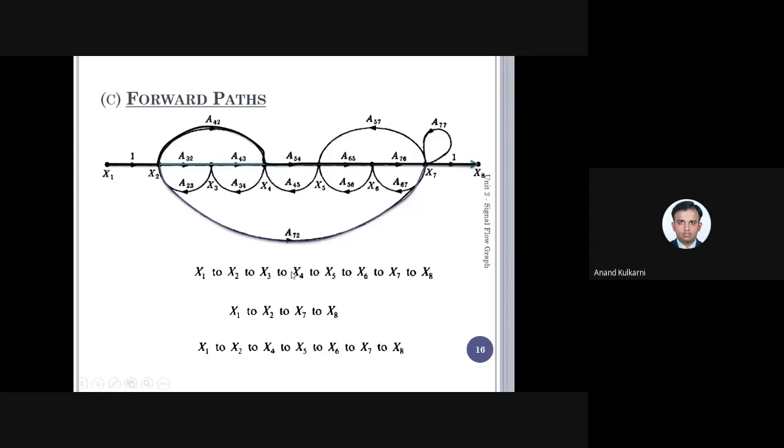Now here in this case, they have only asked you the forward path. If I say write the forward path gain, this answer is not correct. The forward path gain will be 1 into A32, A43, A54, A65, A76, 1. And the second will be 1 into A42, A54, A65, A76. That part is there, but here they only asked us to write the forward paths, not the forward path gain. Is it clear?